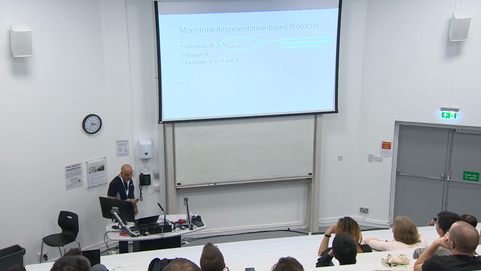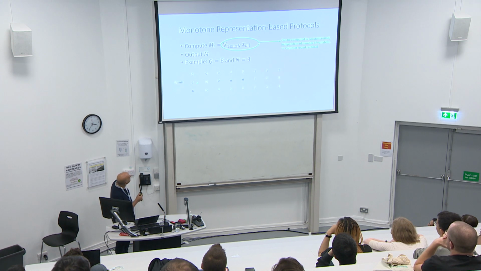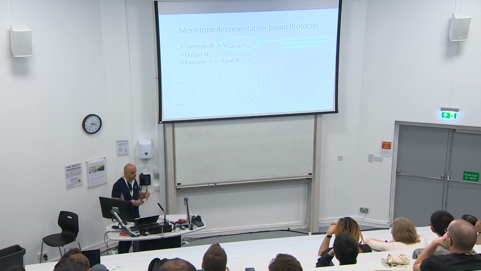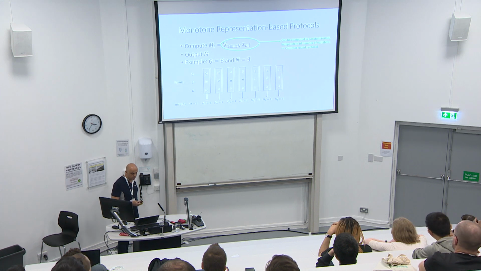So let's take an example. Suppose that we have q equals 8, and there are n equals 3 inputs. So 5 is encoded this way, 3 is encoded that way, 6 is encoded that way. And then if we go column by column and take the OR of the bits in each column, we should get here the monotonic representation of the maximum, which is of course 6. Very, very simple. As I said, the main purpose of that protocol is to serve in what comes next.